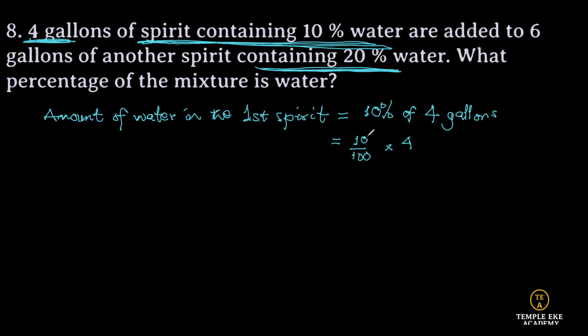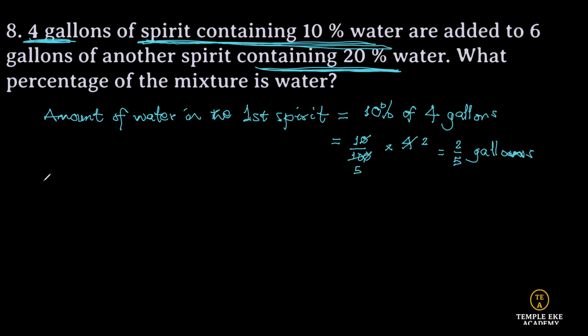So let us go, 0 checks through. And now 2 divides into 4. That is 2 divides into 10, and that is 5. So we have resulting in a fraction 2 over 5 gallons in the first spirit. Gallons in the first spirit represents water. 2 over 5 gallons. Let's see the amount of water in the second spirit.